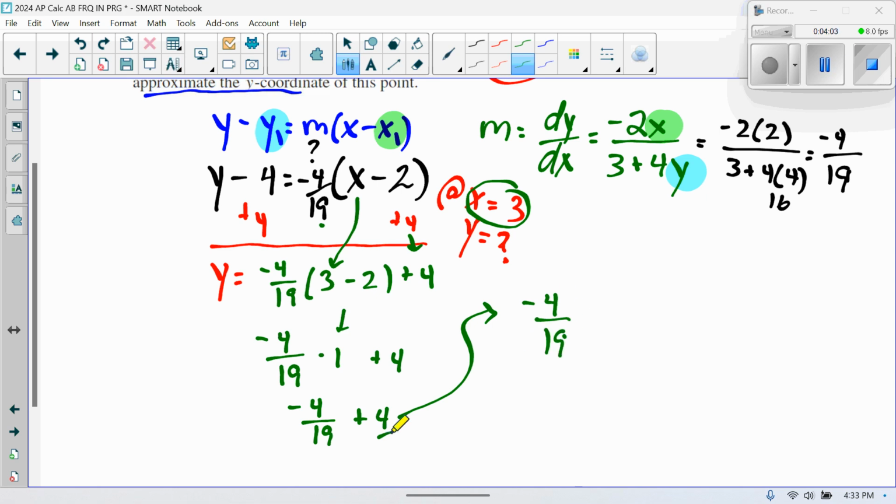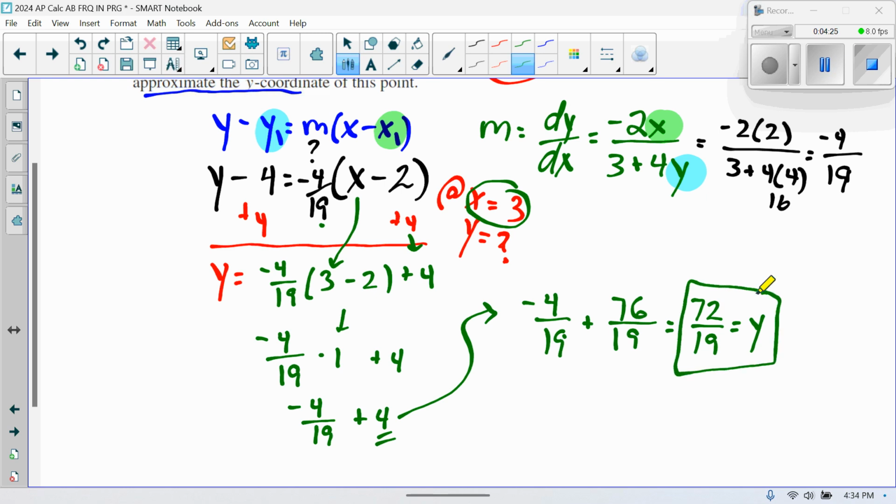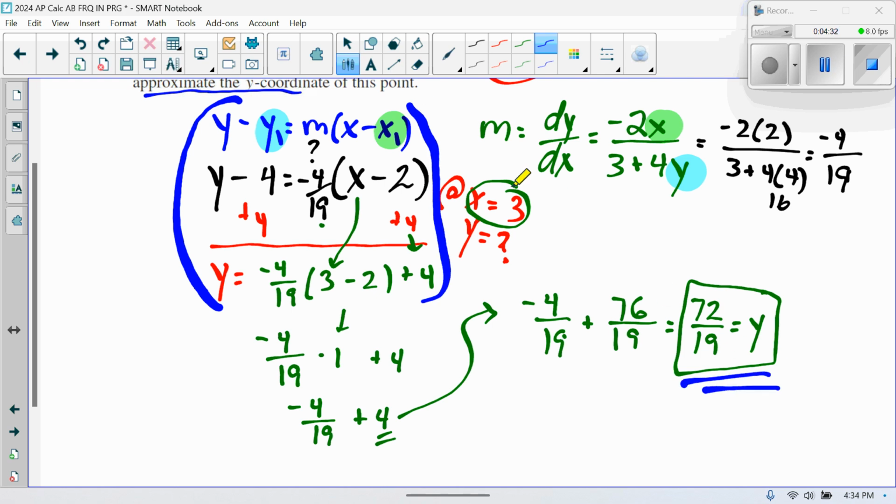How do I represent the number 4 with a 19 in the bottom? Okay, 4 times 19 is 76. If I take 76 and subtract 4, that's 72 over 19. And that would be my y value using the equation of the line tangent. That would give me my y value when I plug in an x value of 3.